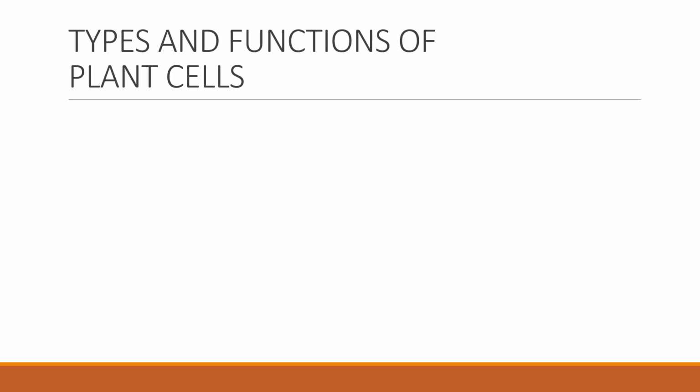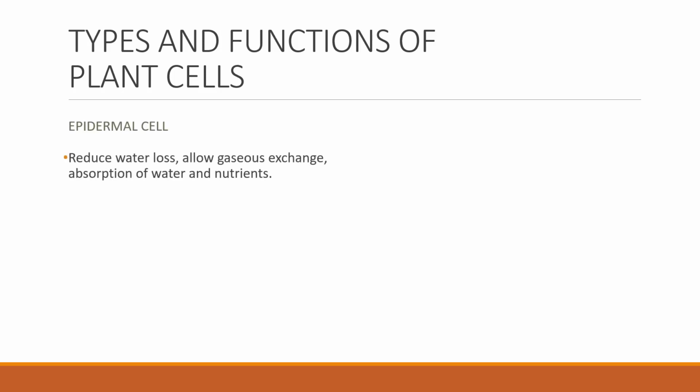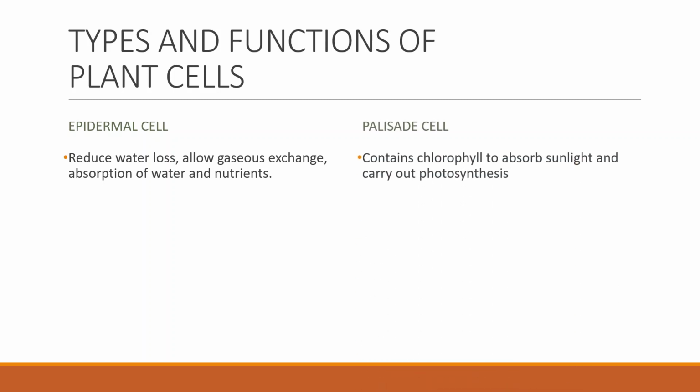Now that we have learned the types and functions of animal cells, we'll jump to plant cells. First of all, there are the epidermal cells. Epidermal cells reduce water loss, allow gaseous exchange, and absorb water and nutrients. Next, we have the palisade cells, which contain chlorophyll that absorbs sunlight and carries out photosynthesis.